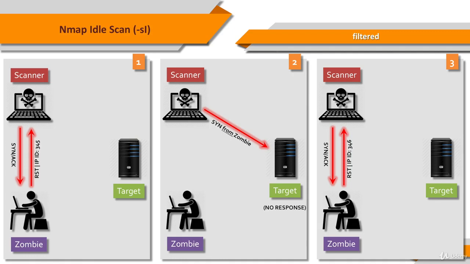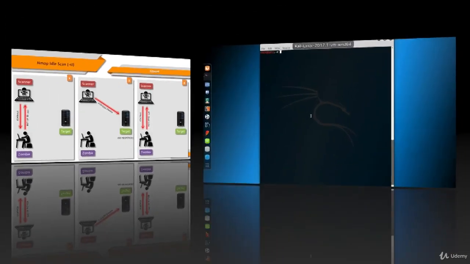So from the attacker's point of view, the filtered port is indistinguishable from a closed port. Do you see why? In both cases, the IP ID is increased by only 1. So let's have an idle scan.